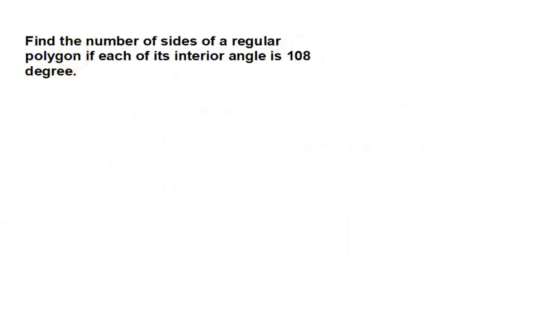Next question. Find the number of sides of a regular polygon if each of its interior angles is 108 degrees. Now here we have two methods. First of all, we can find the interior angle directly because it's a regular polygon. All of the sides are supposed to be equal. So the interior angle of a regular polygon, you can use it as a formula.